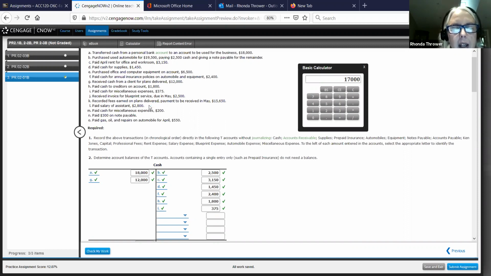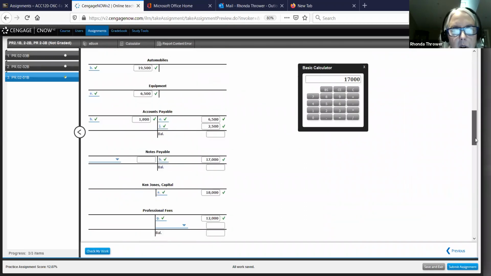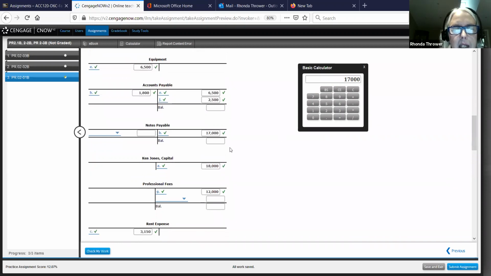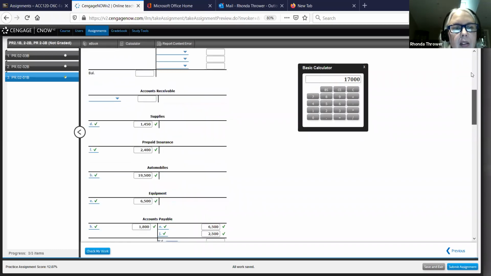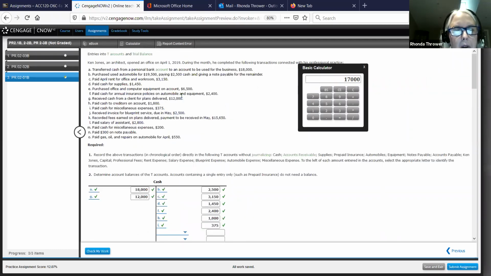That revenue has to be recorded in the time period that it's earned in. Since we've earned the revenue in April, we're going to go to our fees earned or our professional fees, and we're going to record that as a credit. This transaction happened on transaction K.